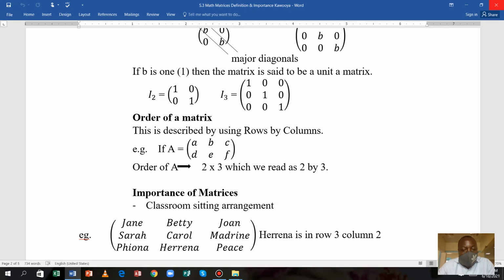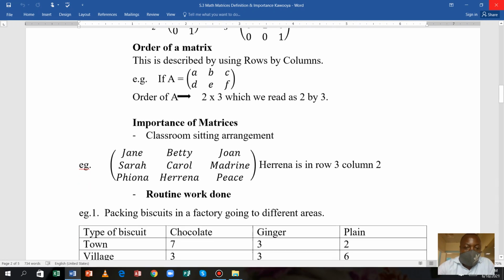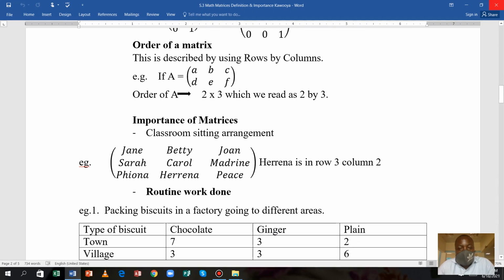So now in this example we have matrix A, which has elements a, b, c, d, e, and f. It has 2 rows and 3 columns. So its order is 2 by 3. We write it as 2 times 3, but we read it as 2 by 3. In matrices, the multiplication sign will not mean multiplication.